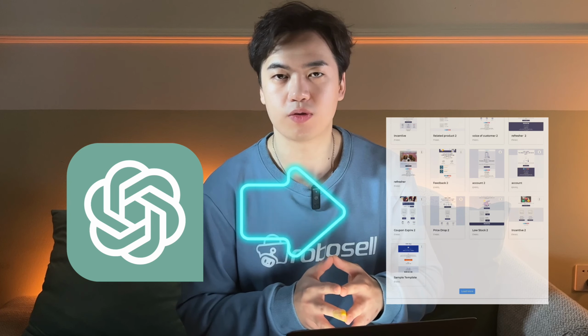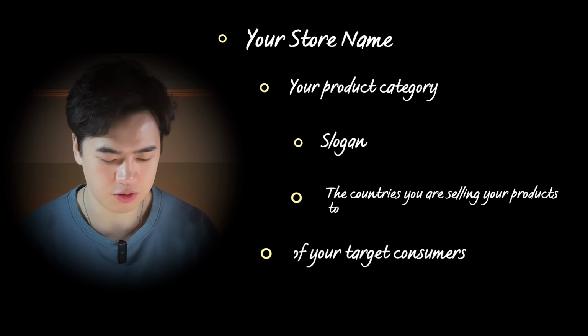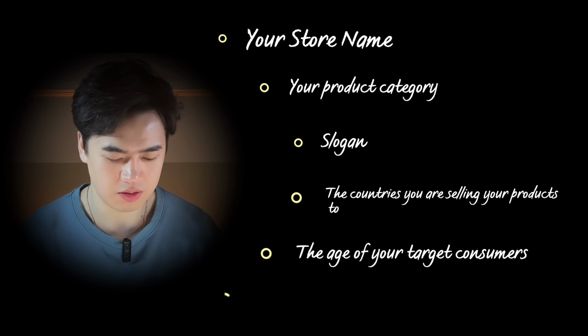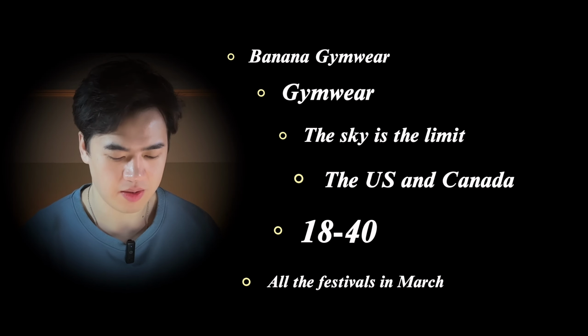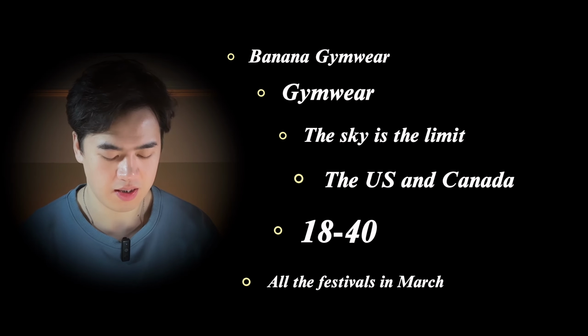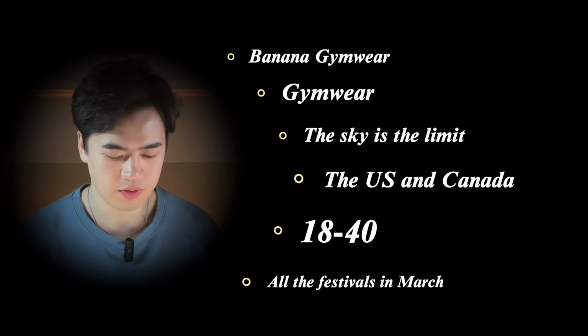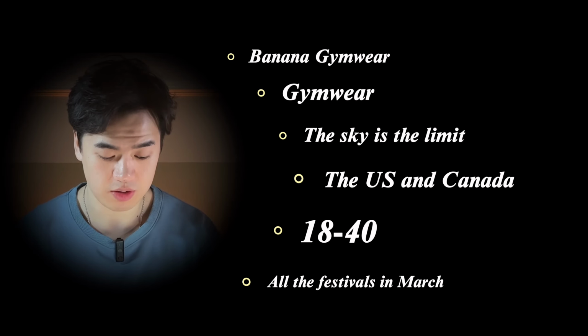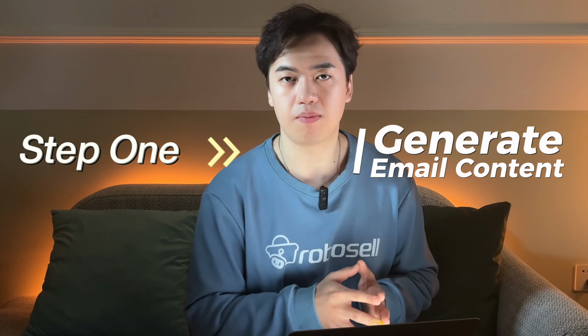So what's needed here are your store name, your product category, your slogan, the countries you are selling your products to, the age of your target consumers, and the festivals you want to do campaigns for. And I'm gonna go with Banana Gymwear as my store name, and my product category is gymwear, and my slogan is "The sky is the limit." The countries I'm selling my products to, the US and Canada. The age of my target consumers, 18 to 40, and the festivals that I want to do campaigns for, all the festivals in March.